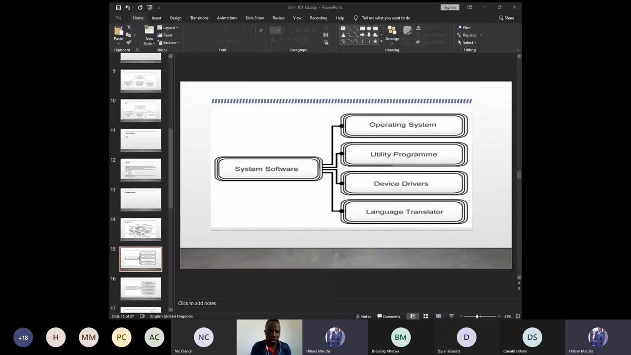What do Apple devices use? They use macOS and iOS. So that's an operating system. How about Android? Is it an operating system? Yes, Android is an operating system. You guys have used phones. Nokia uses Symbian, and Huawei uses Harmony OS, and Google uses Chrome OS.